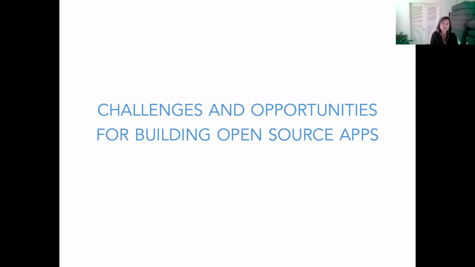So the last thing that I want to close with today is a brief discussion of the challenges and opportunities that we encountered in the lessons we learned about building an open source app, of any flavor, really, machine learning or not.